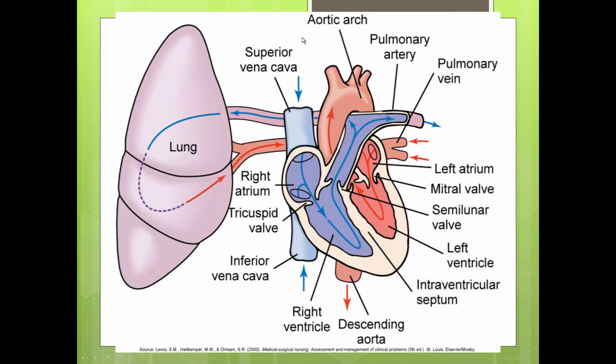Just to show you a little bit more detail, here's the superior vena cava and the inferior vena cava, down through the right atrium, through the tricuspid valve, up through the right ventricle, through the pulmonic valve, and then into the lungs, where the blood becomes oxygenated again, moves back through the pulmonary veins into the left atrium, down through the mitral valve, and then out through the aortic valve.